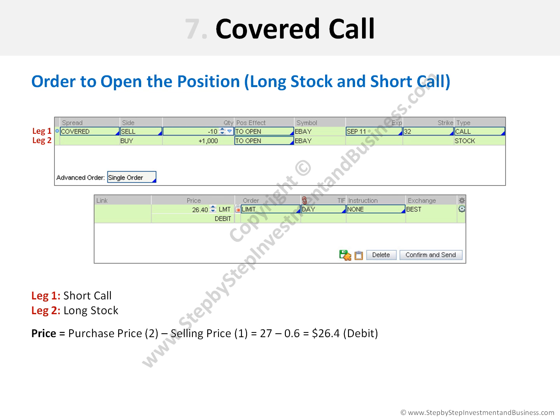In this case, the entered price is given by the difference between the purchase price of the shares and the selling price of the options. For example, 27 minus 0.6, which is equal to $26.4. This is the money expressed per share that will be debited from our account when the order is filled.